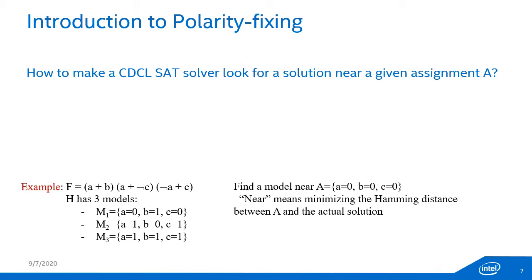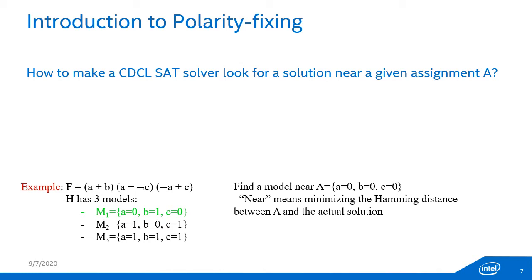Okay, so here again, let's recall our example. We want to find a model near the assignment A, which assigns 0 to every variable, assigns false to every variable. By near, I mean minimizing the Hamming distance between A and the actual solution. And in this case, M1 would be the desired outcome. Because the Hamming distance between M1 and A is 1, it's 2 for M2 and 3 for M3.